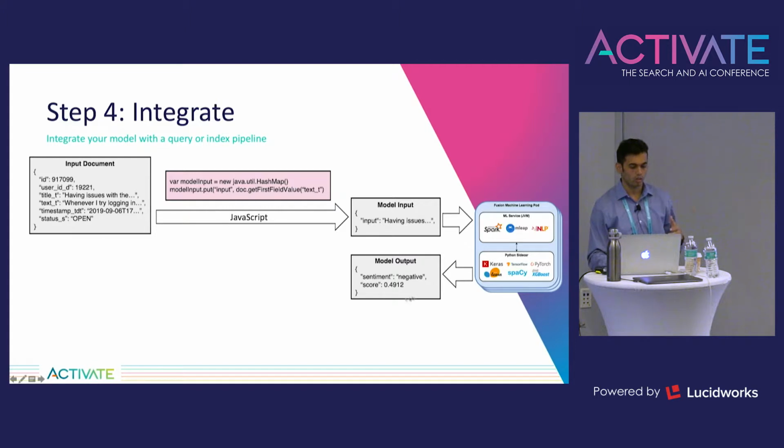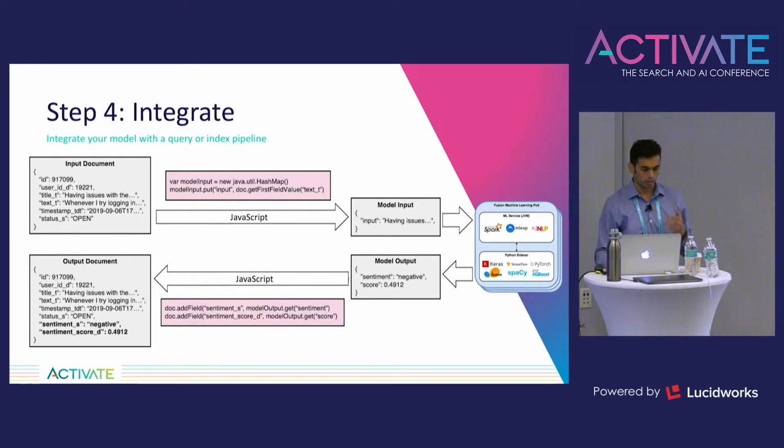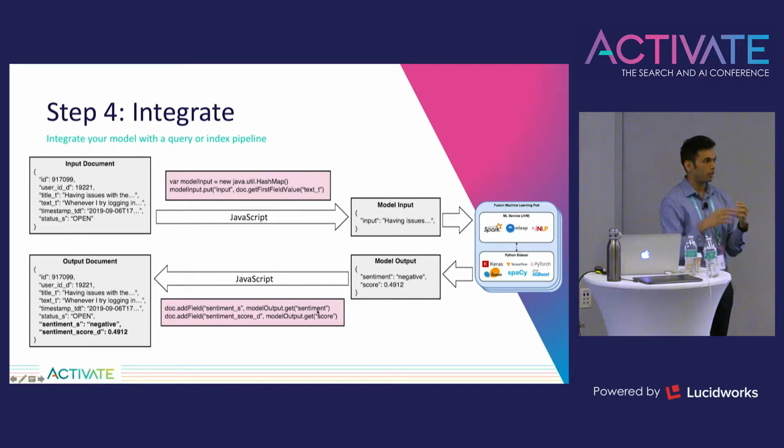The model has created this output called sentiment, it's negative, and the score is 0.49 something. Now let's say these are the fields that the model is returning. We want to convert them into something that Fusion can use, or that the documents can be leveraged with, or annotate the documents. What we do is simply a document.add field, and sentiment underscore s is the field that we want. So model output.get sentiment. Model output is again a hash map of the object where all the output from the machine learning model will be stored. You simply have to pull it out and pass it on to your document.